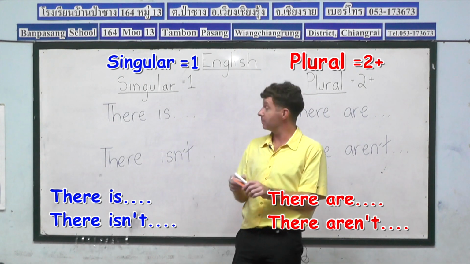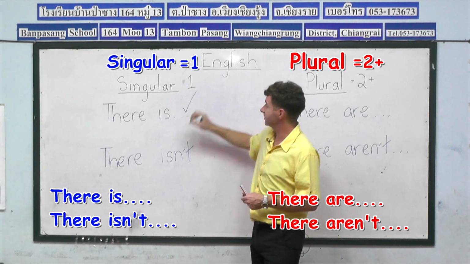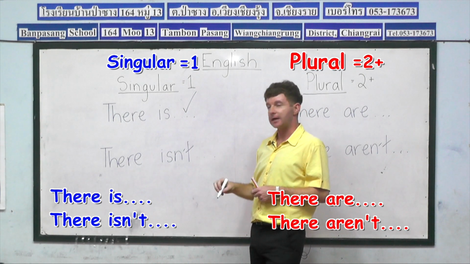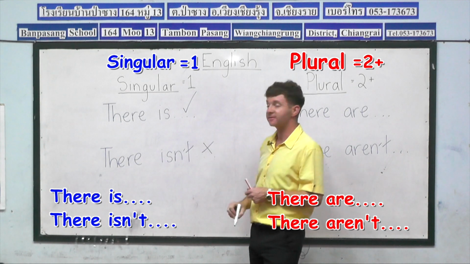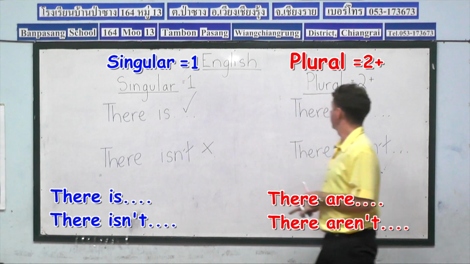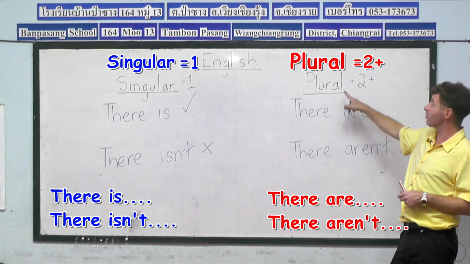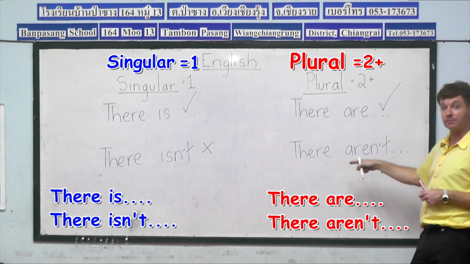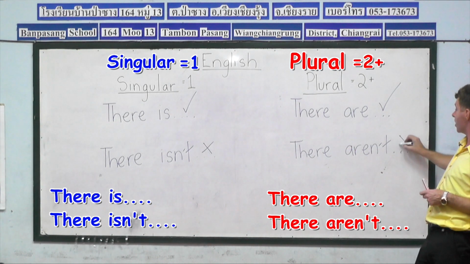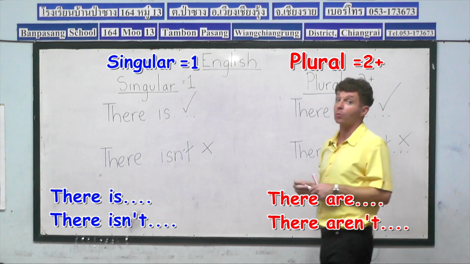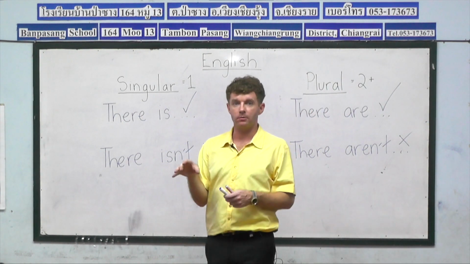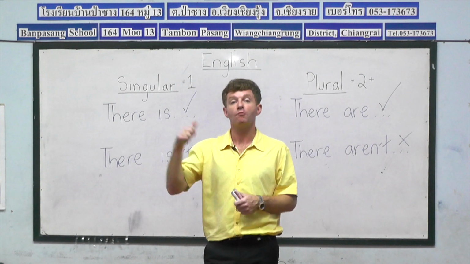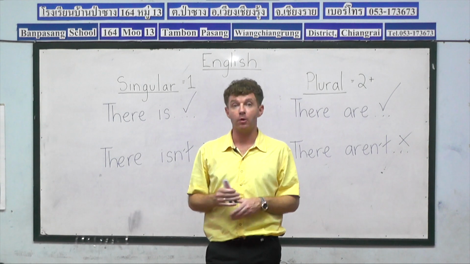Okay? So well remembered, guys, the positive statement for singular objects, there is. The negative statement for singular objects, there isn't. The positive statement for plural objects, there are. And the negative statement for plural objects, there aren't. And today, what we're going to do is move on and understand how we can ask questions relating to singular and plural objects.